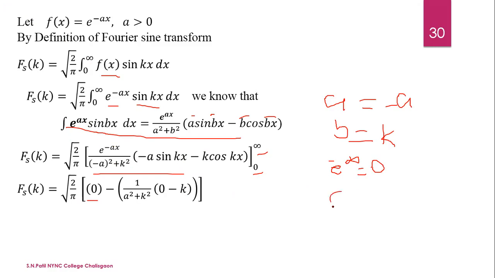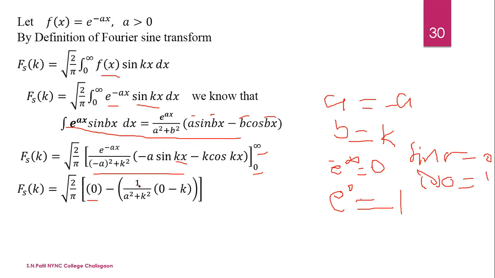E raised to 0 is 1. Then put x is equal to 0, sine of 0. We discussed in a previous problem also, sine 0 is 0. Next, cos 0. Cos of 0 is equal to 1. When we substitute x is equal to 0, cos 0 is 1. Remaining term is minus k, k is remaining here.